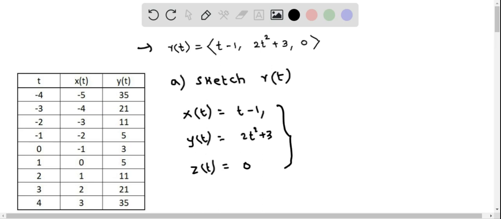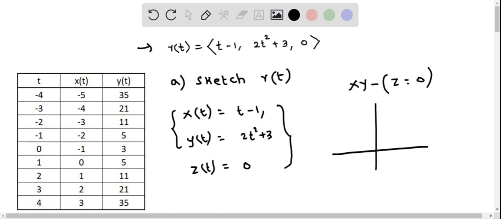So looking at these three coordinates, we see that z of t is always 0, and this means we have only the two coordinates described by these equations, that is x of t and y of t. And this means when we do the sketch of the position function, it is basically going to be a sketch on the xy plane, only on the xy plane, z equal to 0. So all that we have to do is collect the points, plot the points on the xy plane and connect the points.